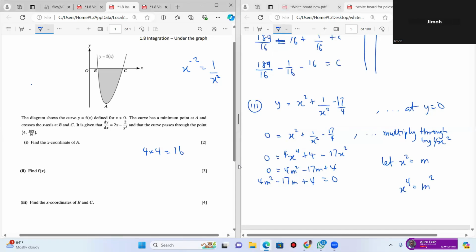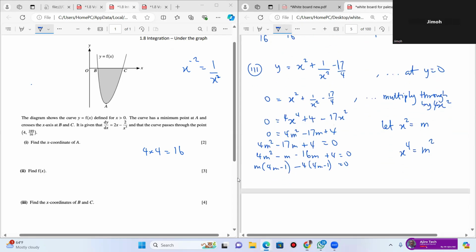Correct. So I have 4m squared minus 16m, then minus m, then plus 4 equal to 0. What's common here? 4m. 4m into m minus 4, and what's common here? 1. 4m minus 1 is 0, or m minus 4 is 0. So m is equal to 4 or m equal to 1 over 4, isn't it?